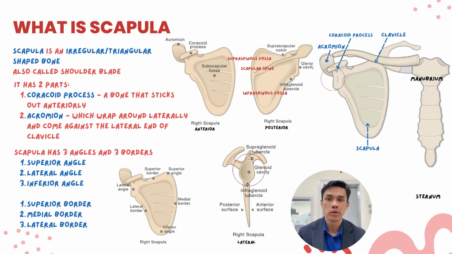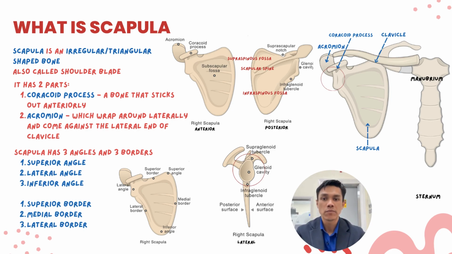Next, what is the scapula? The scapula is an irregular and triangular shaped bone, also called the shoulder blade. There are two parts to label in the scapula. The first one is the coracoid process, a piece of bone that sticks out anteriorly towards the front. And the second one is the acromion, which wraps around laterally and comes towards the lateral end of the clavicle.